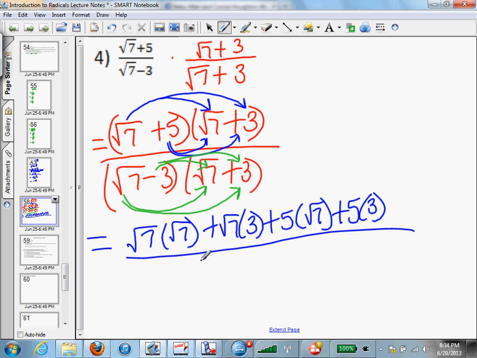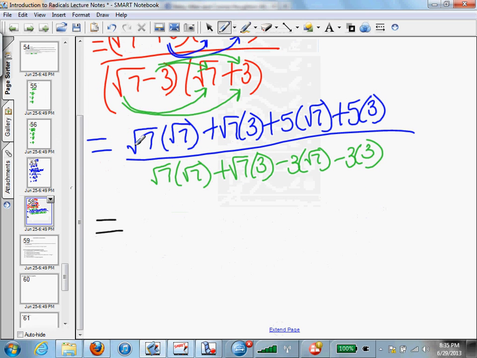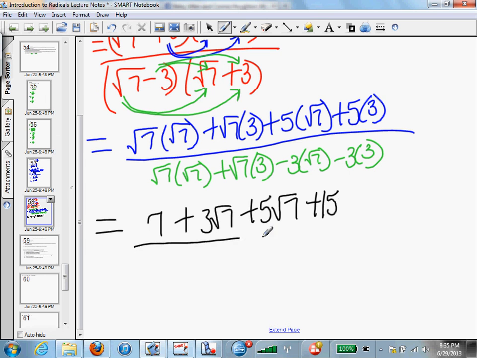When you do that, we're going to have the square root of 7 times the square root of 7 plus the square root of 7 times 3 minus 3 times the square root of 7 minus 3 times 3. Now let's go through and simplify. Square root of 7 times the square root of 7 is just 7. 3 times square root of 7 is 3 square root of 7. 5 times the square root of 7 is just 5 square root of 7. And finally, 5 times 3 is 15.